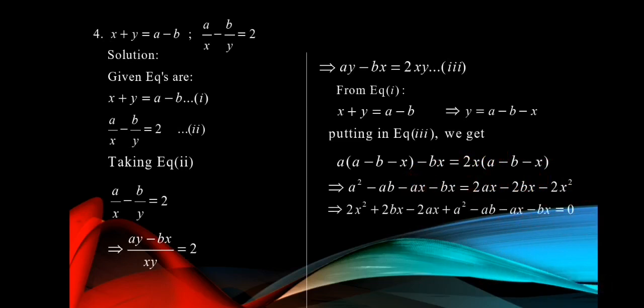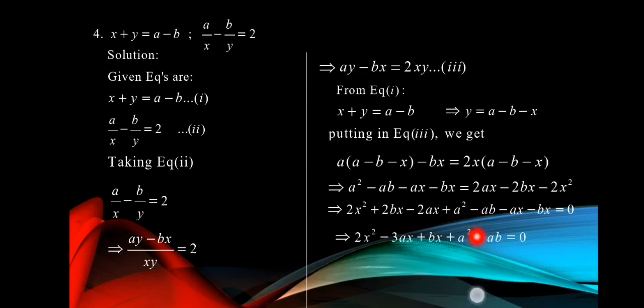So it will become a into (a minus b minus x) minus bx is equal to 2x into (a minus b minus x). After multiplication, we just get a square minus ab minus ax minus bx is equal to 2ax minus 2bx minus 2x square. We will shift these terms on the right hand side towards the left hand side, and we will get positive 2x square plus 2bx minus 2ax, and after this we will write a square minus ab minus ax minus bx is equal to 0.